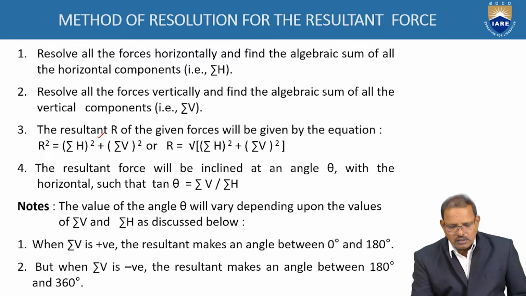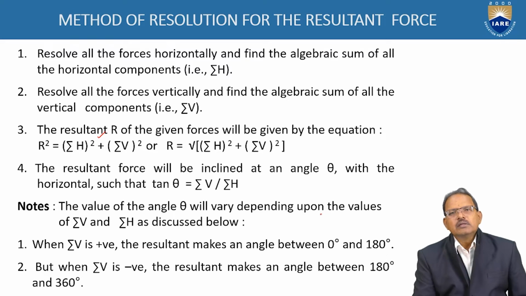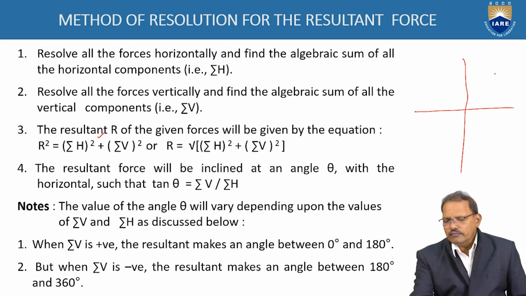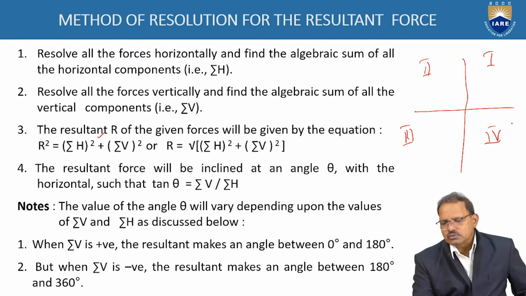Now, the value of theta will vary depending upon the values of sigma V and sigma H. When both sigma V and sigma H are positive, that means the x component and y component are both positive according to the coordinate system: first quadrant, second quadrant, third quadrant and fourth quadrant. If both sigma H and sigma V are positive, the resultant force makes an inclination between 0 to 90 degrees.